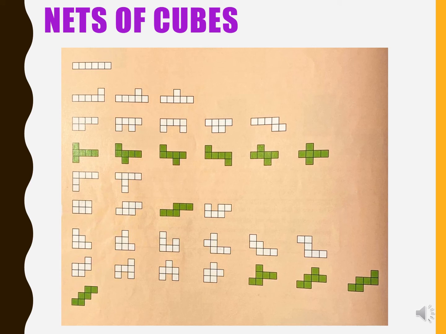Now, the next part is about the nets of cubes. Cubes are made up of 6 squares. For the nets of the cubes, they are made up of 6 squares. And you can see that there are many different kinds of shapes made up of 6 squares. Some of them can be folded into cubes, but some cannot. Only the green ones can be folded into cubes.